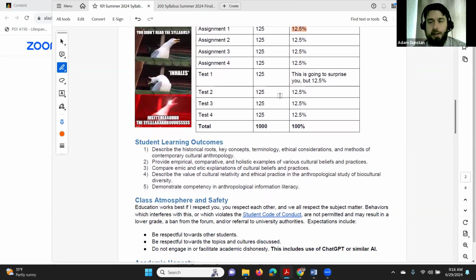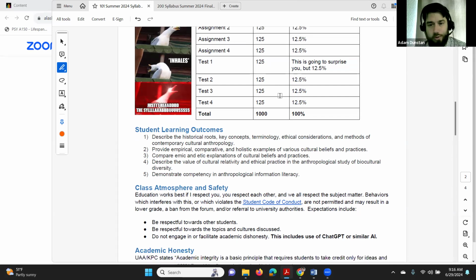The tests, by the way, are open Blackboard, and I want to be very clear what I mean. You can use the lectures online on Blackboard, and you can use the readings on Blackboard. You can't use anything else. Please do not Google, ChatGPT, any of that stuff, okay? Don't work with each other. It is solely a test of your individual knowledge, okay?